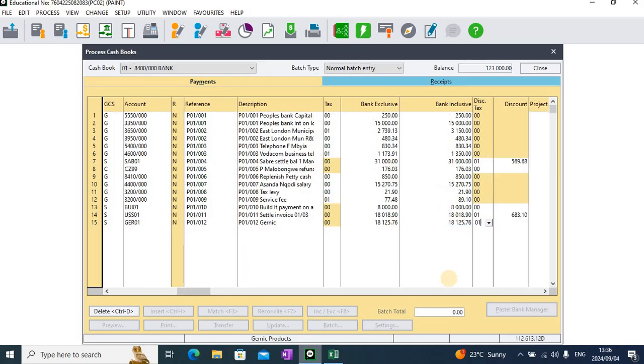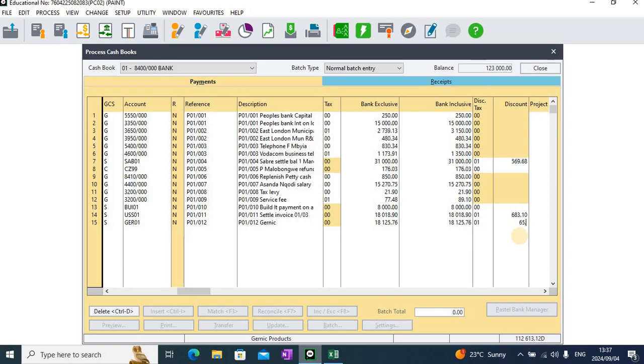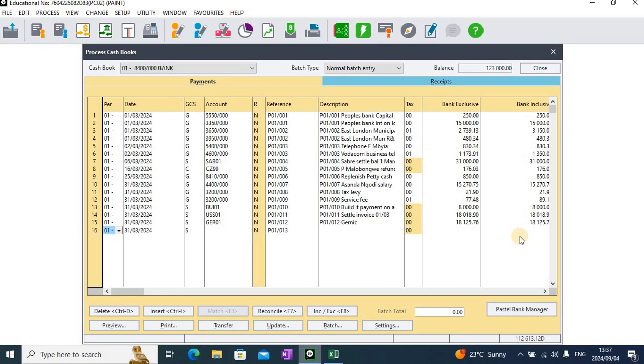We do have discount 01. Just go and check. So there's Jernick, there's our discount, 65.77. Press enter to complete the line. And that is all the transactions, the payments that we have processed in the cash payments journal.